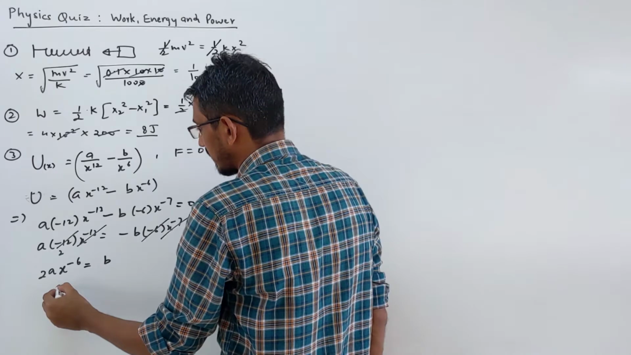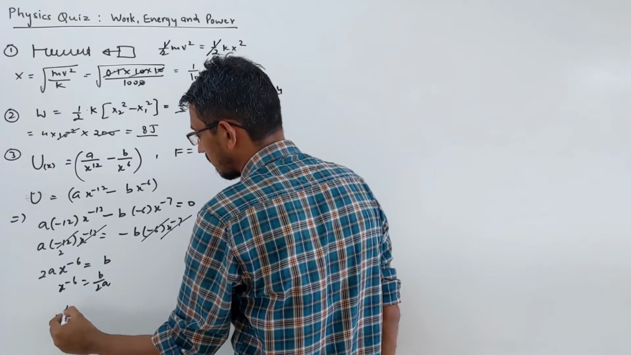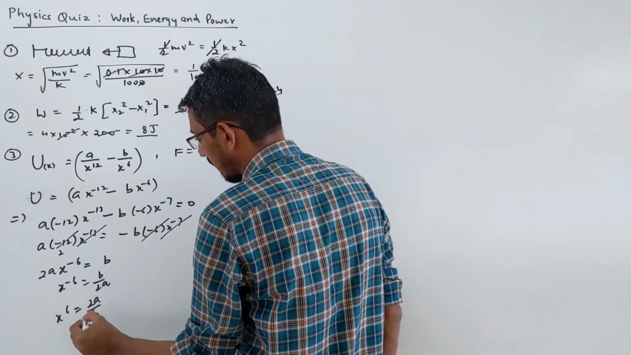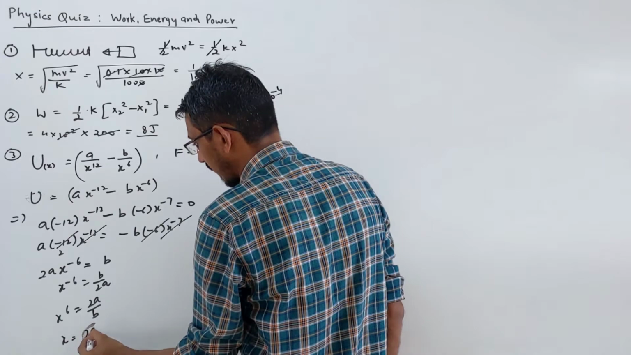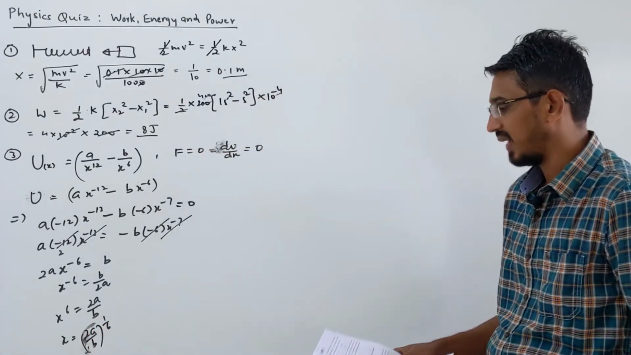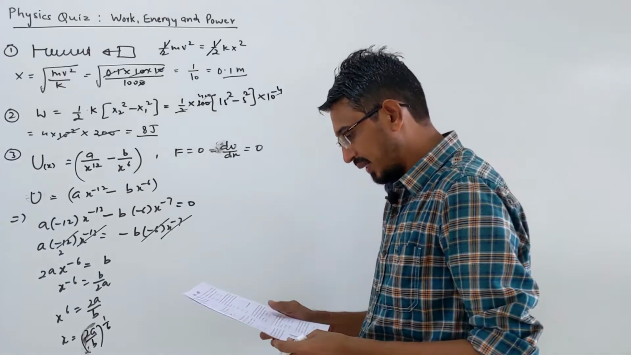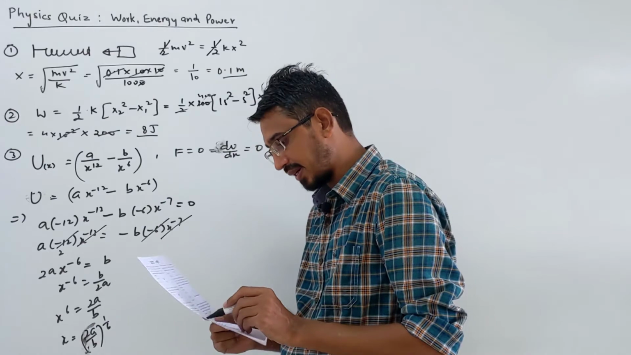So what is x power minus 6? You say B upon 2A. This is negative, we want to make it positive, so x power 6 becomes 2A by B. We want to calculate x, so I should write it this way: (2A/B) power 1 by 6. That's your x. So this is matching which option? This is matching your fourth option. So the fourth option is the correct answer here. Okay.